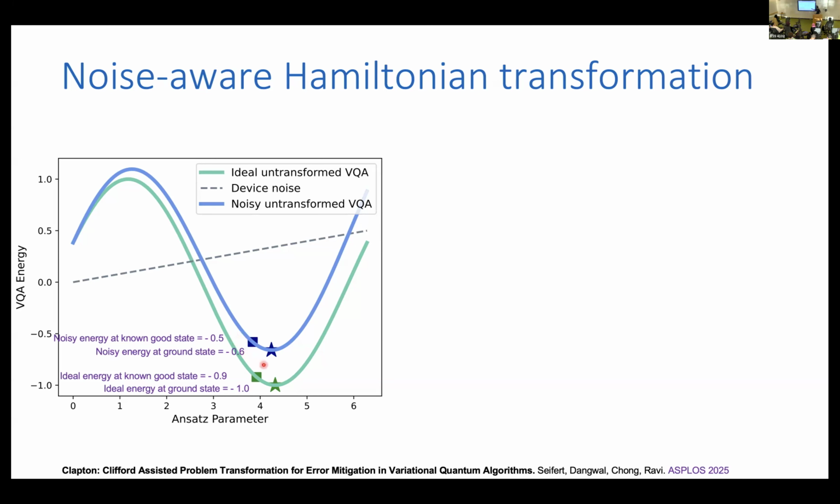And if we did some VQA, maybe we ended up with minus 0.6, right? Because the effect of noise is significant. The dash line is high over here, so you aren't able to really go close to the ground state.